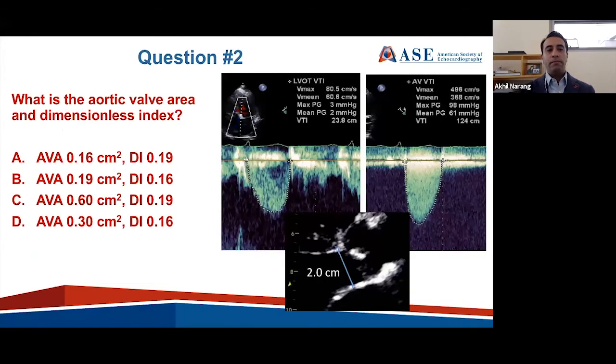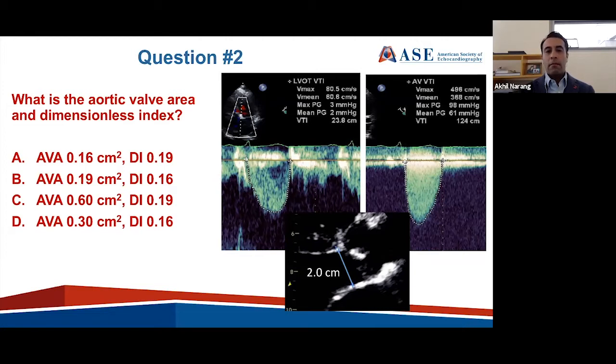Question number 2. What was the aortic valve area and dimensionless index for the given scenario? A, aortic valve area 0.16 centimeters squared, dimensionless index or DI 0.19. B, AVA 0.19 centimeters squared, DI 0.16. C, AVA 0.6 centimeters squared, DI 0.19. Or answer choice D, AVA 0.3 centimeters squared, and DI 0.16.